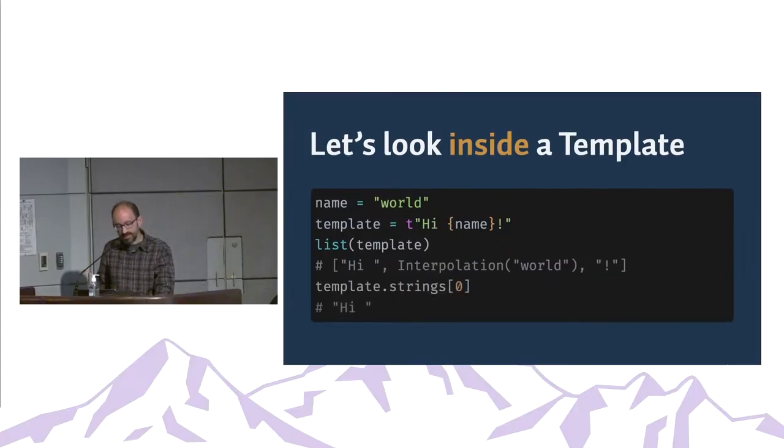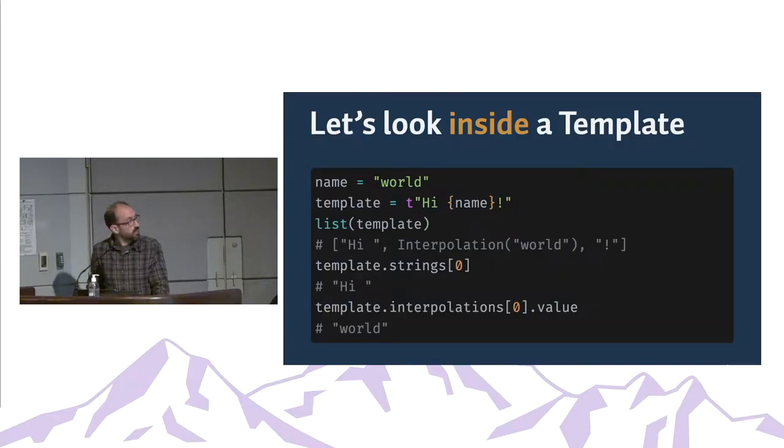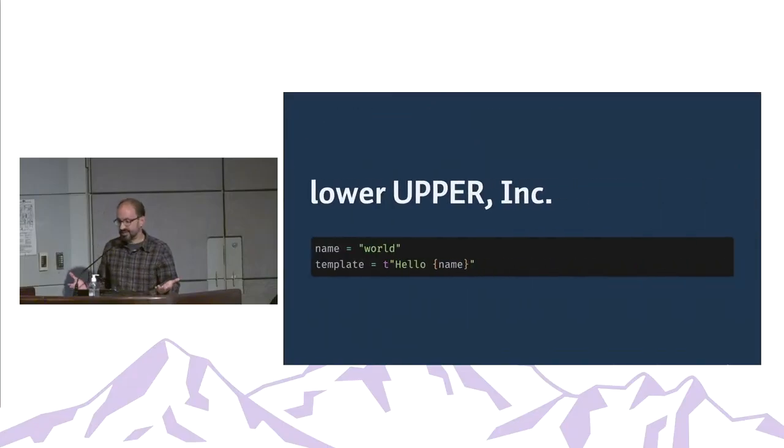There are some other ways that templates let you access their content. So you can access the static strings directly. So here's the 0th static string. And you can access the interpolations directly. And interpolation, by the way, is also a new type in string.templatelib in Python 3.14. And so it has this value hanging off of it, and that's how you get at the string world in this example. So what can you do with t-strings?